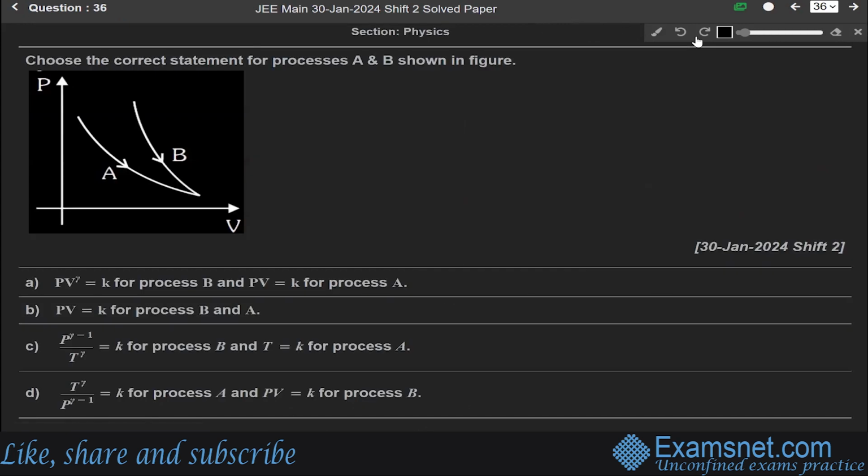Now next question 36. Choose the correct statement for the processes A and B shown in the figure. So this question is from the chapter of kinetic theory of gases.